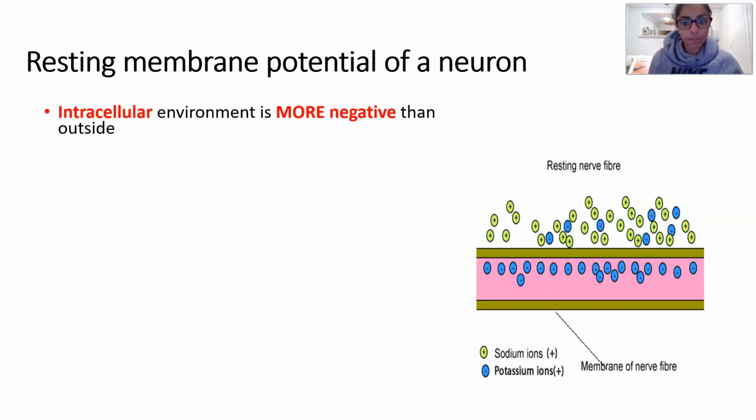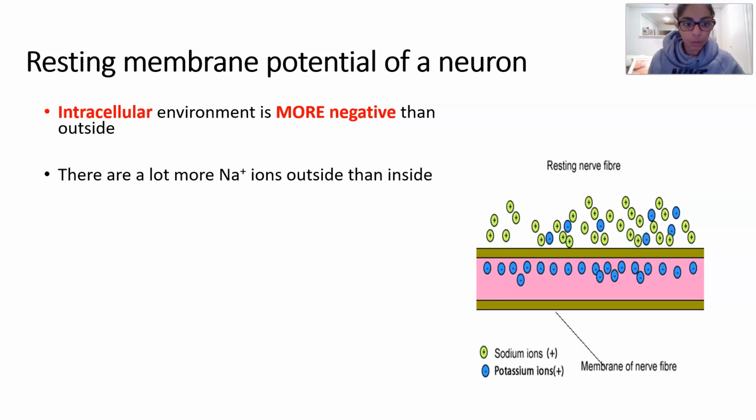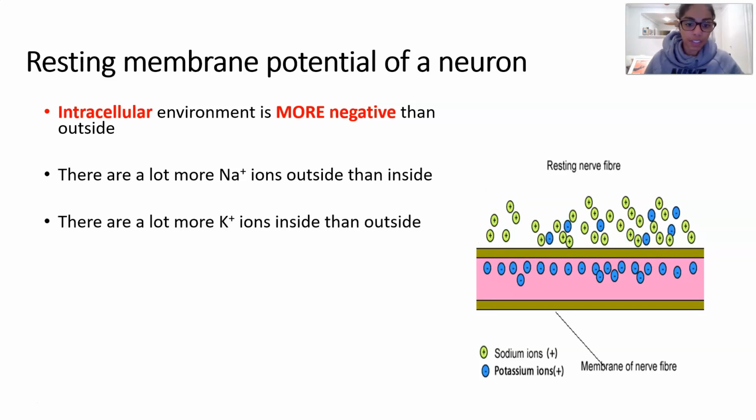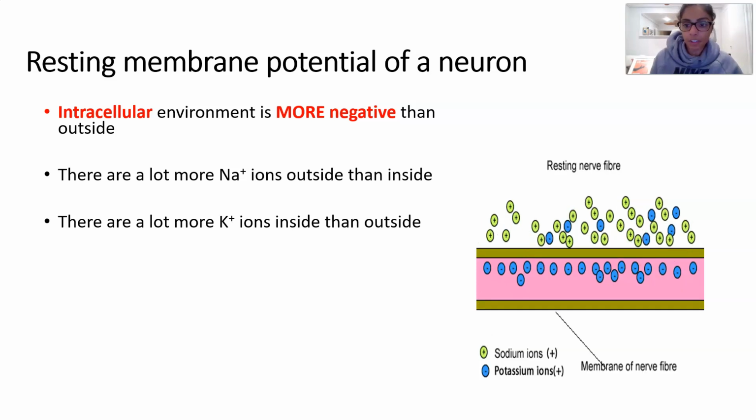All right, so as we've said, the intracellular environment, so that's inside the axon, is more negative than the outside. So we're choosing our words carefully here. There are a lot of sodium ions outside rather than inside the axon. And conversely, there are more potassium ions inside the axon membrane than outside. So in this little animation, you can see that at the resting state here, there's more potassium inside than outside.